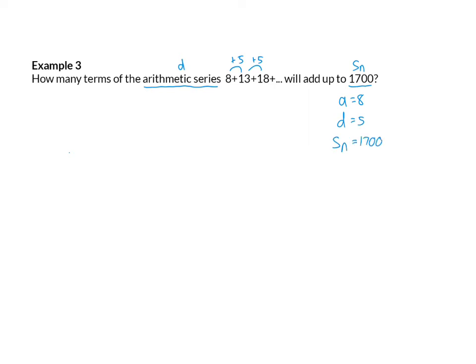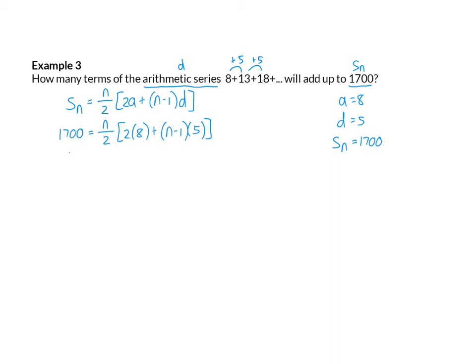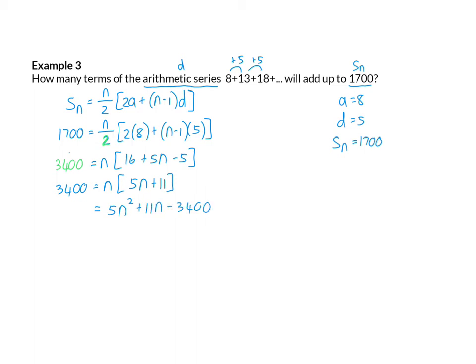So we can go and substitute into our sum formula. Then it will look like this. Now, to get rid of the divided by 2 on the right, I'm going to multiply by 2 on the left to get 3,400. And on the right, we can simplify inside the bracket to get 16 plus 5n minus 5. Now we can simplify inside that bracket again. Next, we can multiply in n to get 5n squared plus 11n, and then also subtract the 3,400.